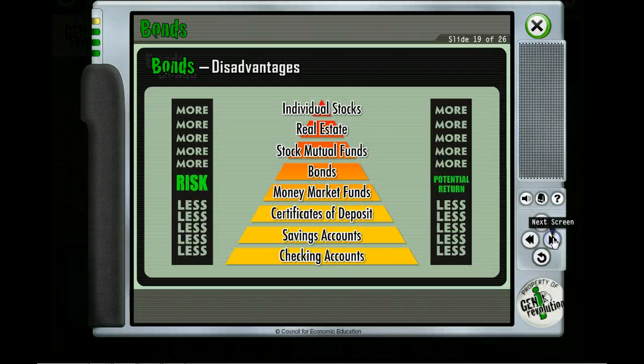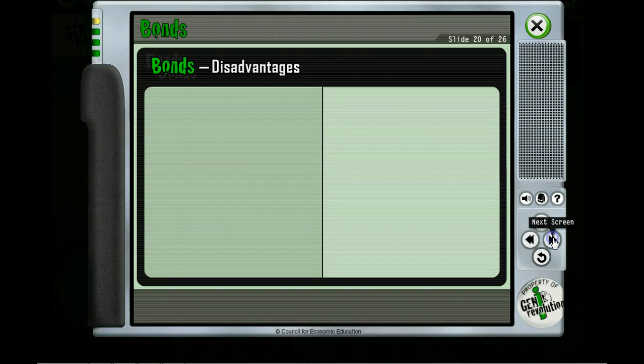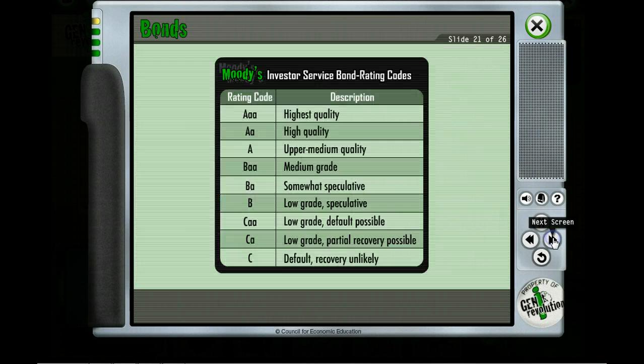Historically, the stock market has, but there are disadvantages to owning bonds. Second, with corporate bonds, there are third-party sources such as Moody's Investor Service. Here's some information about bond rating codes. Back in the environment, you'll see something on one of the desks that has this information for you. So you'll have some questions about bond rating codes. So that's going to be important.